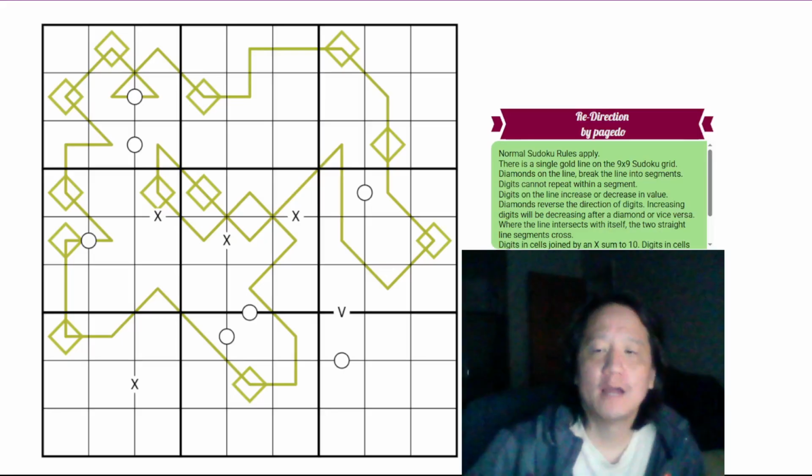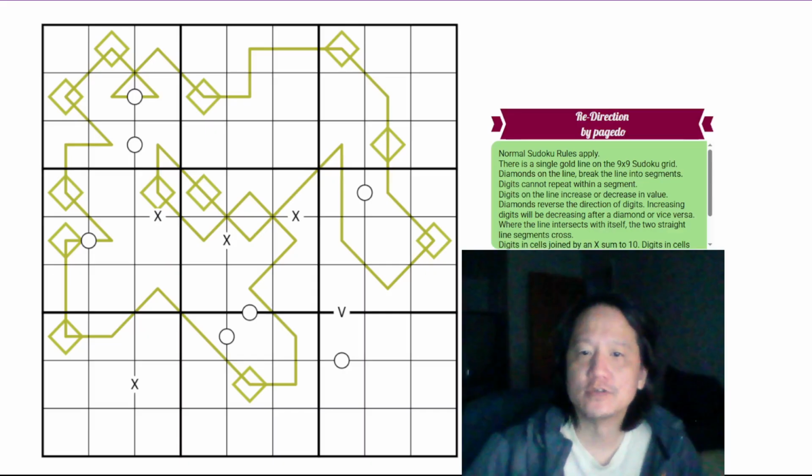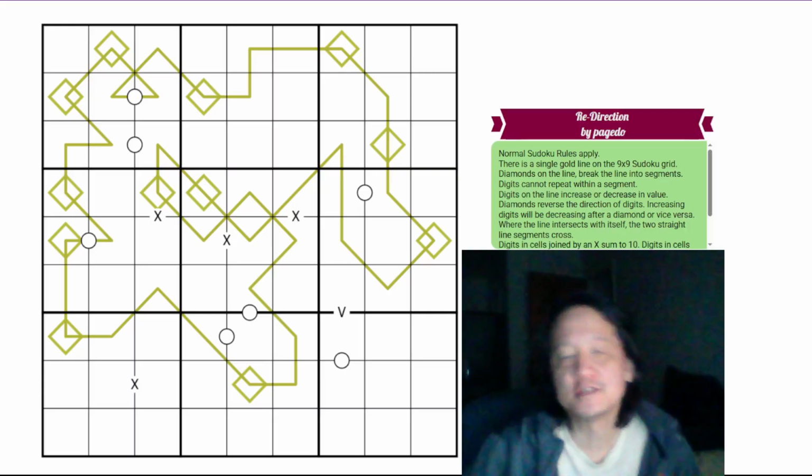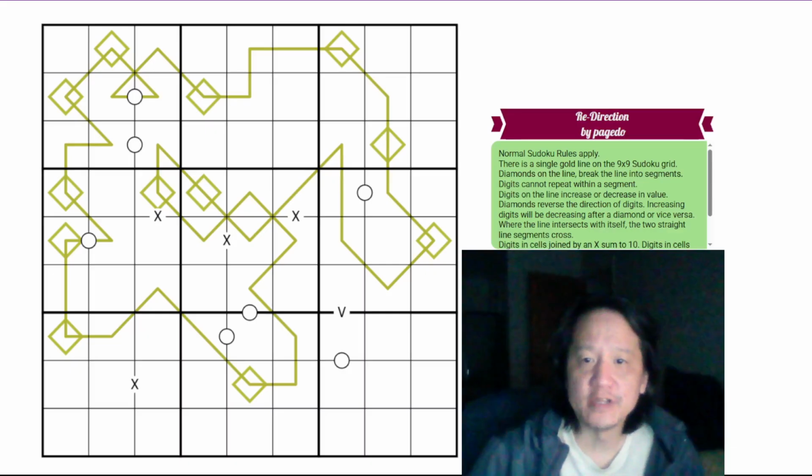Hello everyone, I'm Frank and welcome to Learn How to Sudoku, where we take a very easy variant Sudoku puzzle and we break it down in detail so that you can learn how to Sudoku. Today's very easy puzzle is called Redirection by PageDo. And here are the rules.